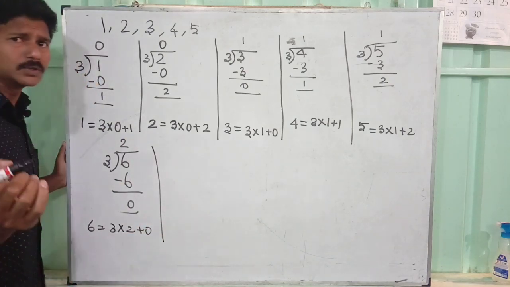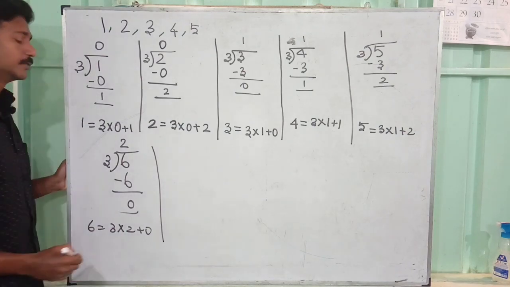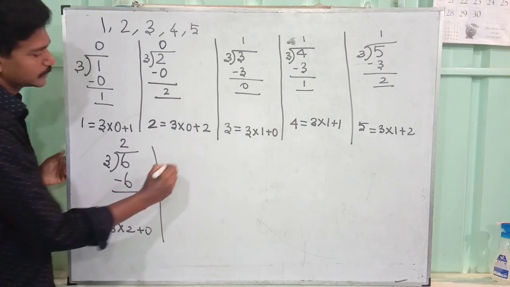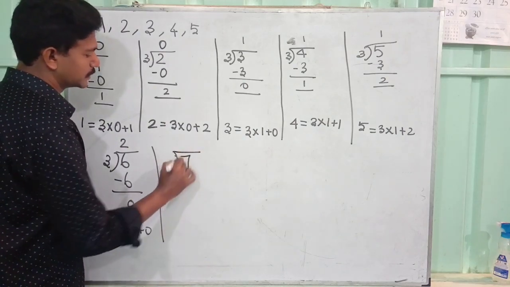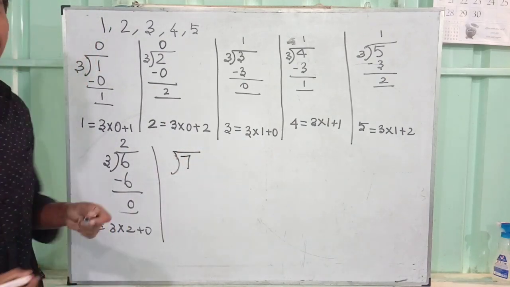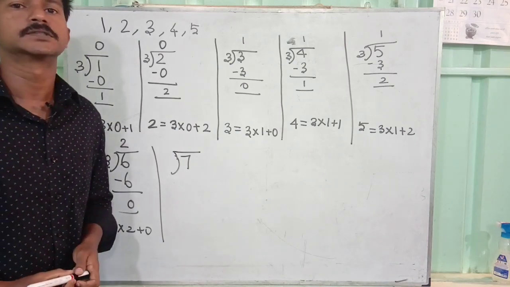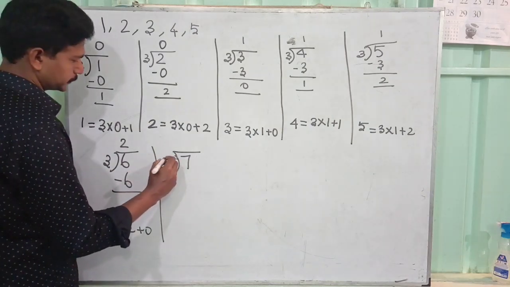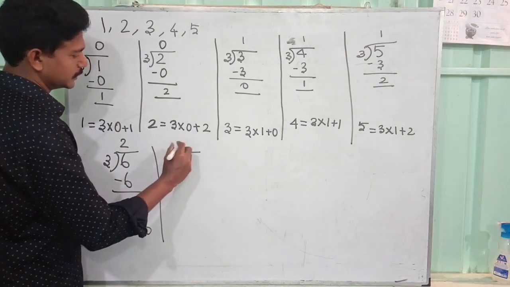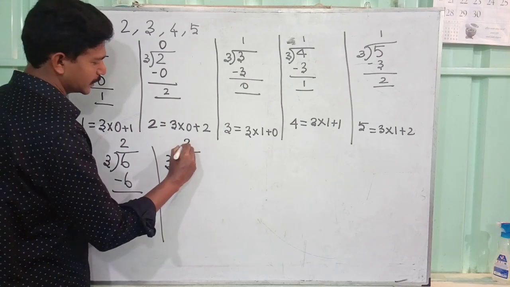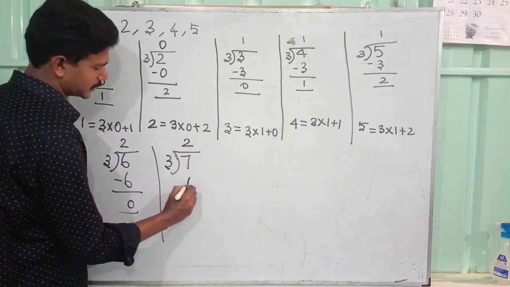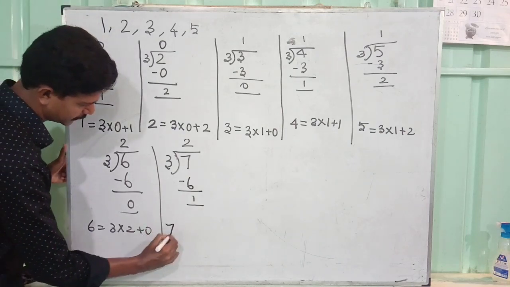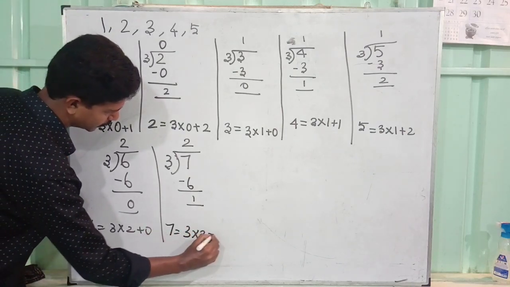Let me take one or two more numbers so that we can see what is happening with the remainders. 7 is the next number I'm taking, to help you understand with more examples. We are going to divide 7 by 3. It goes again 2 times. 2 times 3 is 6. The remainder is 1. So we can write 7 is equal to 3 into 2 plus 1.